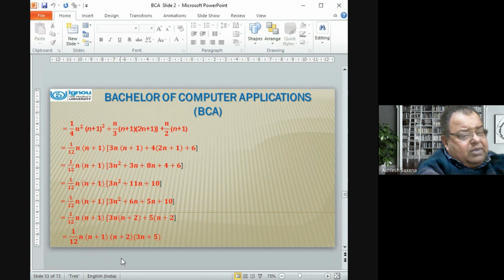Now what about the numbers? You can see that the numerator has 1 only and the denominator has 4, 3 and 2. So you can take the LCM out as common. It will be 12. That means the common factor will be n into n plus 1 by 12. You have to keep that common from all the terms. So you will be left with 3n into n plus 1 plus 4 into 2n plus 1 plus 6.